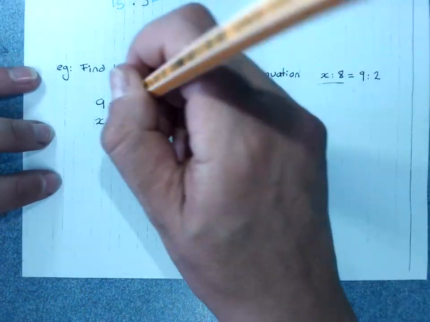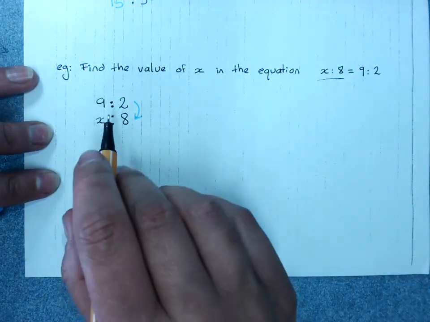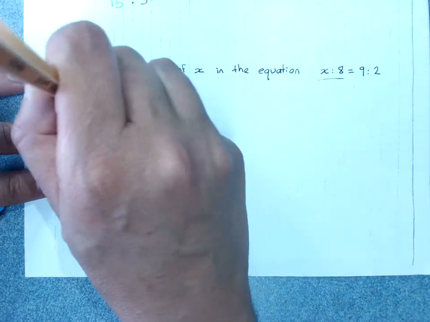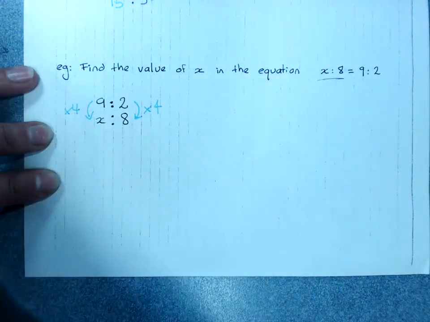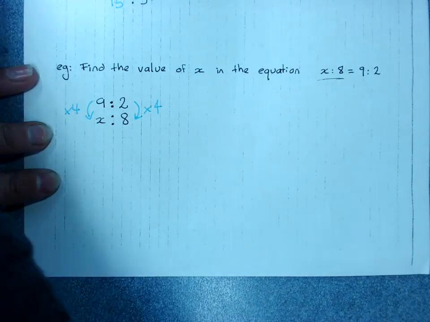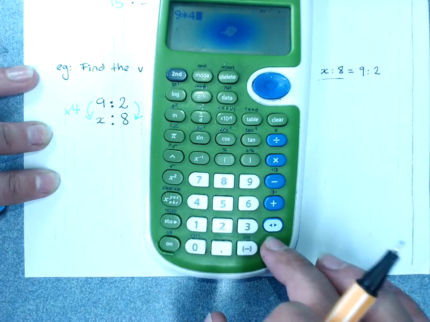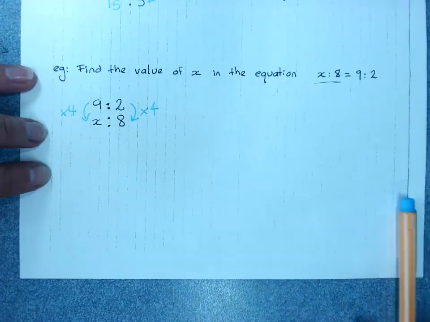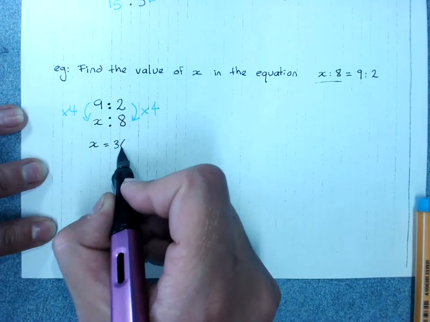How did I get from 2 to 8? You've always got to use times or divide. 2 times 4 gives me 8, so I do the same thing on the other side. I'll want to do 9 times 4. It's quite okay to grab the calculator if you want. 9 times 4, 36. And so we write x equals 36.